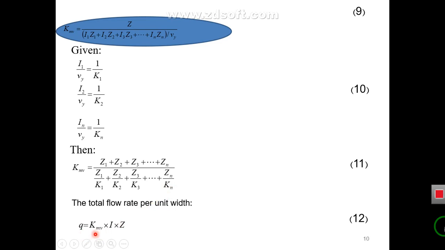In this equation, Kmv represents the average hydraulic conductivity in the vertical direction. I is the hydraulic gradient for the set of layers, and Z is the total thickness.